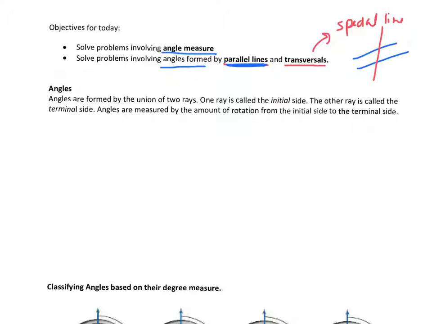So what are angles? Angles are formed by the union of two rays, specifically the union of two rays at a common endpoint. So I'm going to draw a point here. If I draw a ray from this point, pretend that's a straight line, this is one ray. And I'm going to draw another ray, the union of two rays.